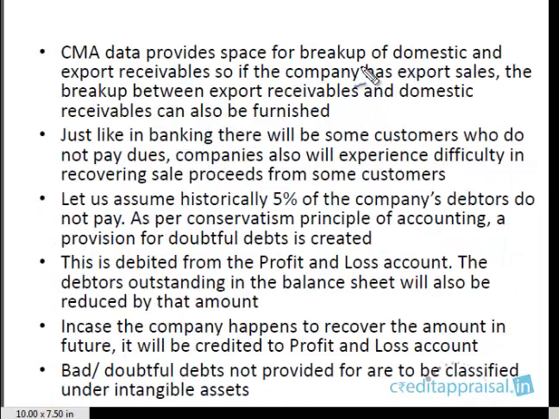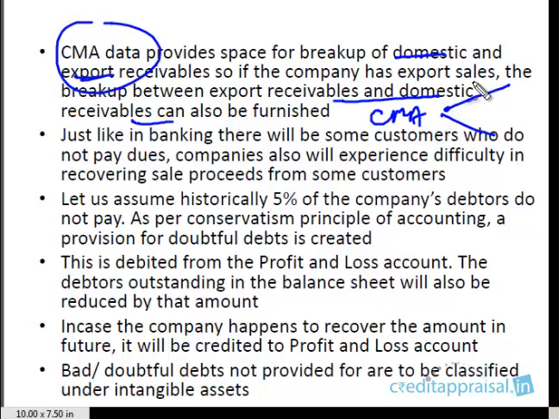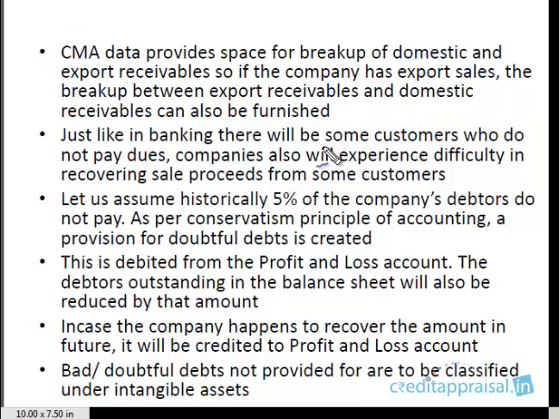So in the CMA debtors, you'll also have this breakup of domestic and export receivables, right? If the company has export sales, this breakup between export receivables and domestic receivables is something which the CMA data has a provision for. In CMA data, maybe you have to sometimes enter this information, the breakup between domestic receivables and export receivables. This is available from the company, right? Also, this is a point which we already discussed earlier, the provision for doubtful debts.